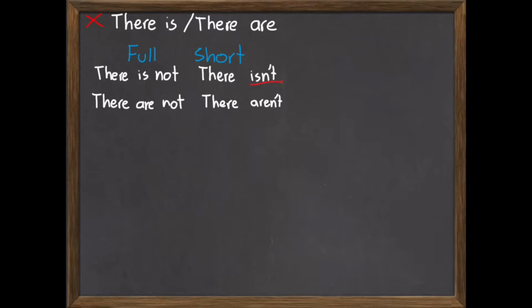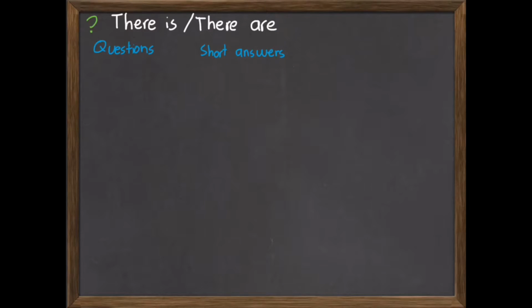Let's look at the questions and short answers. In the questions, for the singular form or singular nouns, we can ask, is there a bathroom in this restaurant? Is there a cat in this house? Is there a swimming pool in the palace? Short answers would be yes, there is, or in the case there isn't, no, there isn't.